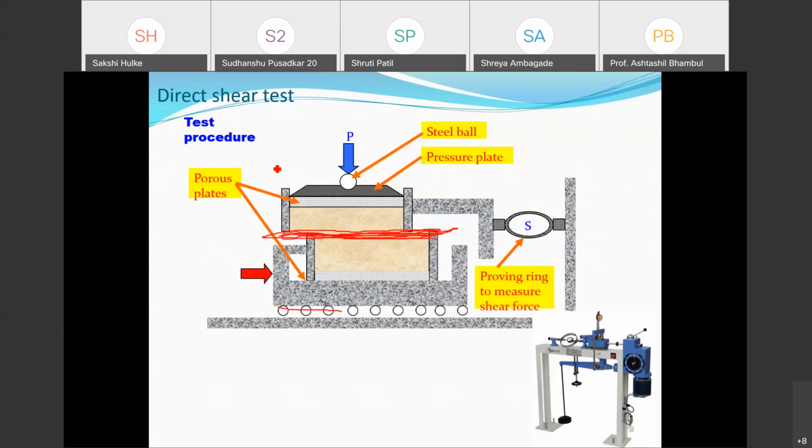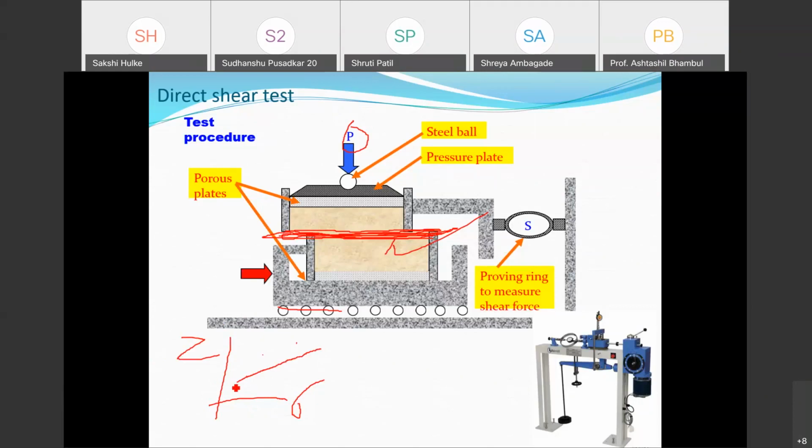Now what we do is apply a certain pressure P, a normal load. Under that, I shear the soil sample and get a certain shear strength. Then I apply another load and get another shear stress. Likewise, I get a few points, sigma here and tau here, the shear stress corresponding to each normal stress. If I join all these points, I get the Mohr-Coulomb envelope.